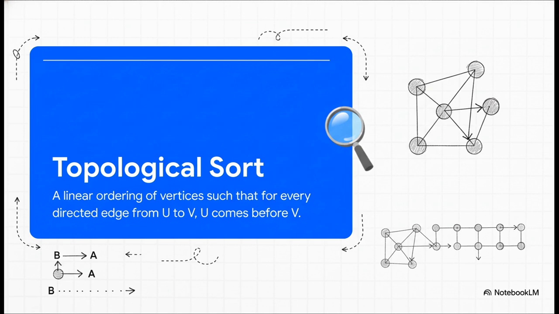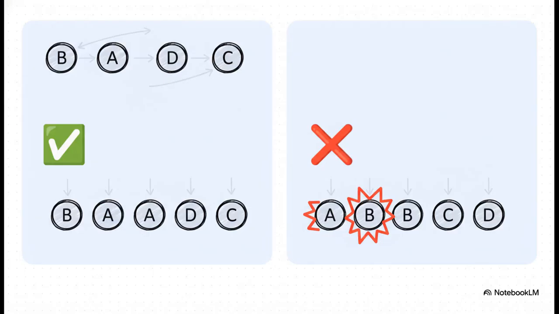Let's translate that. All it means is creating a flat list of our tasks that respects every single arrow in our graph. If there's an arrow from B to A, then B has to show up earlier in our list than A. Period. No exceptions. And this makes it crystal clear. Let's look at our little graph again. An order like B, then A, then D, then C. That's totally valid. Why? Because B comes before A and D, and A comes before C. It respects all the arrows.